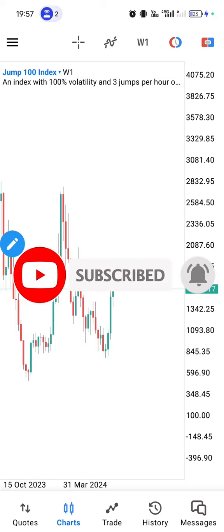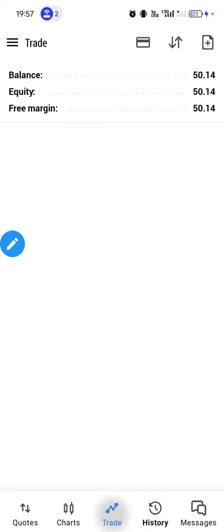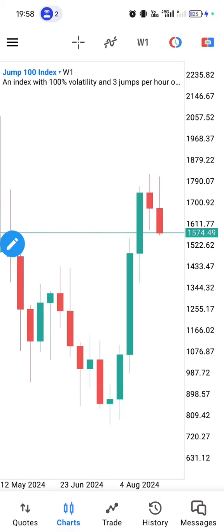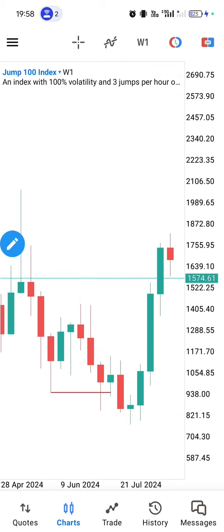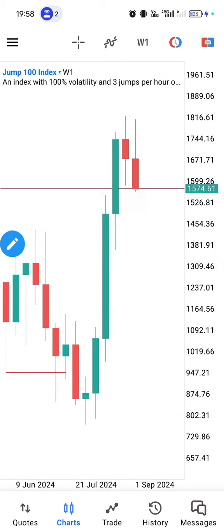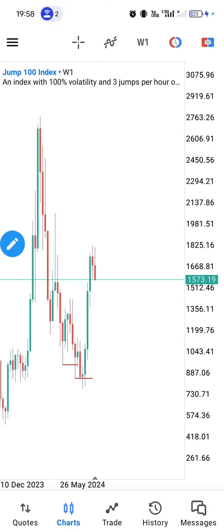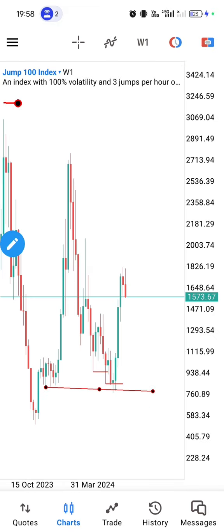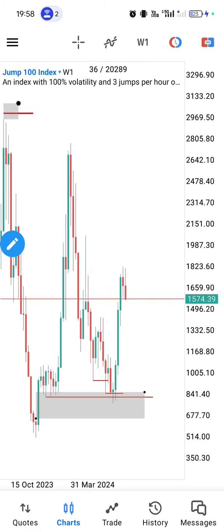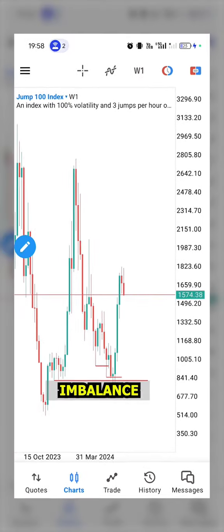So before we go any further, there is our balance right there, the 50 USD that was deposited. We start off on the weekly time frame where we see a wipe. This is the initial wipe where price dipped down and then continued to give us another wipe or stop hunt, and this stop hunt is a major liquidity grab from those equal lows. Those equal lows are attached to an imbalance.